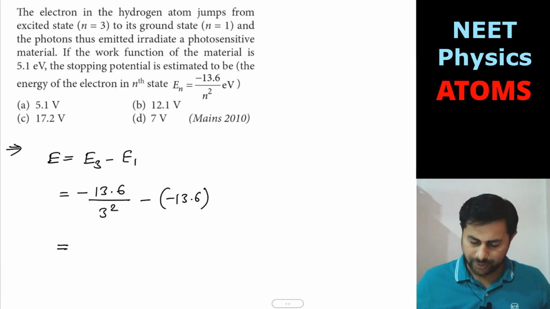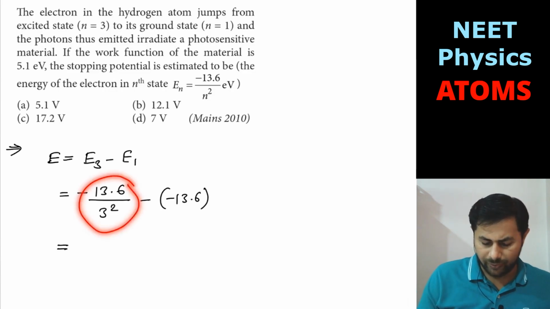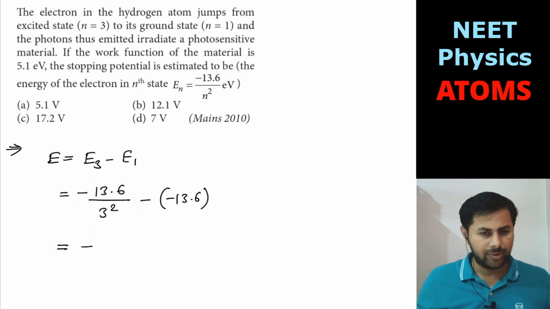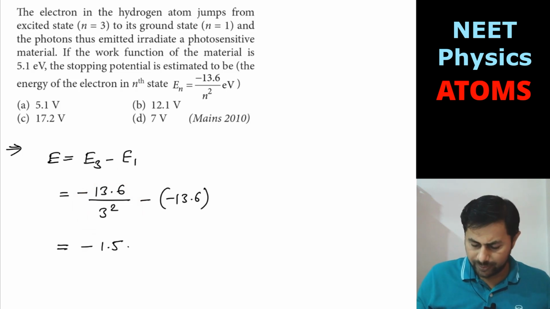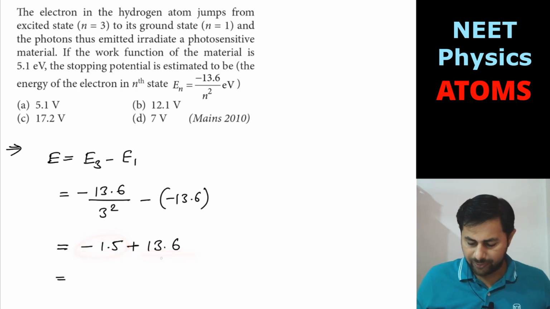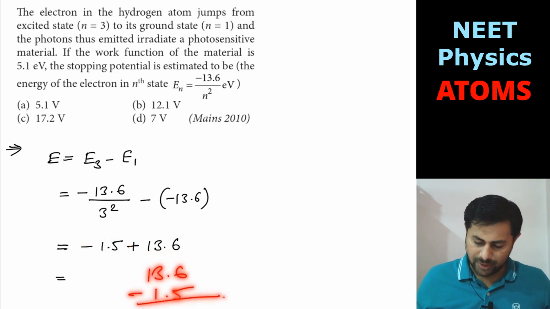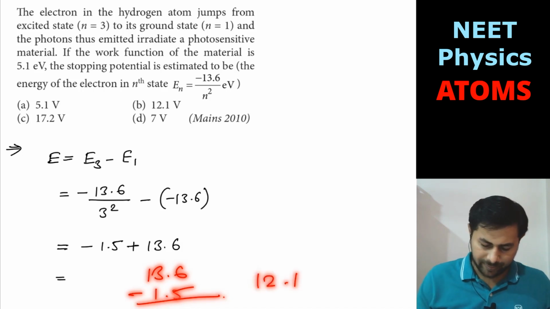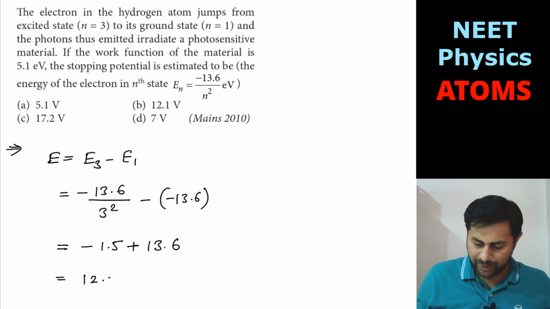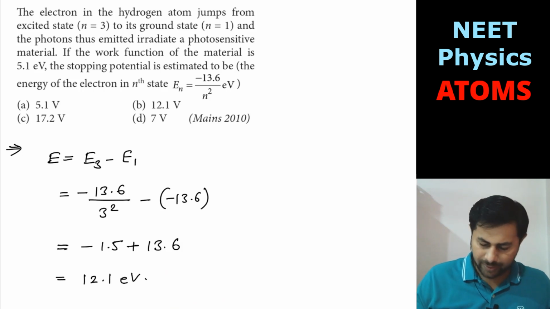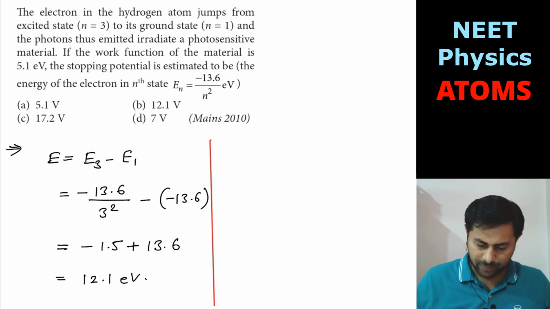So this is equal to the energy of the third orbit, minus 1.5 electron volts, then you have plus 13.6. So minus 1.5 plus 13.6, that is 13.6 minus 1.5, which is 12.1 electron volts. So you got the energy of the emitted photon.